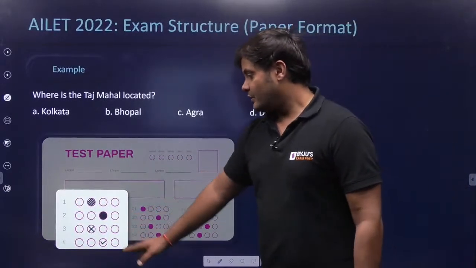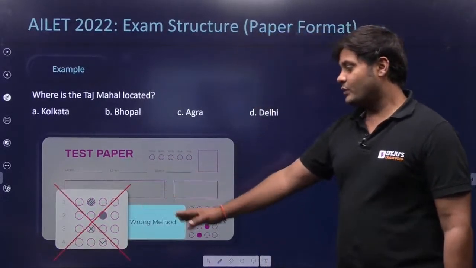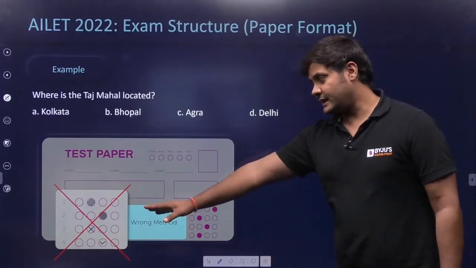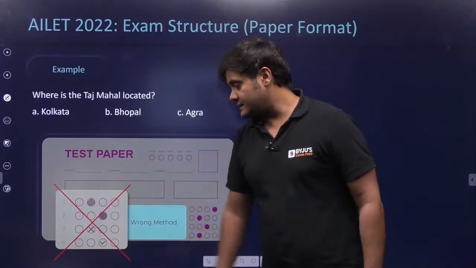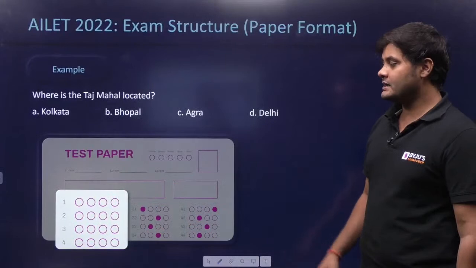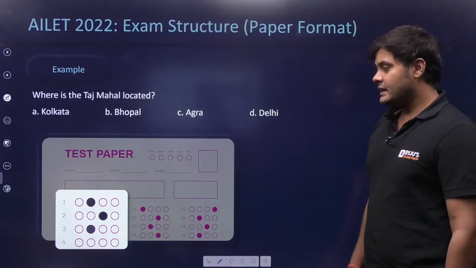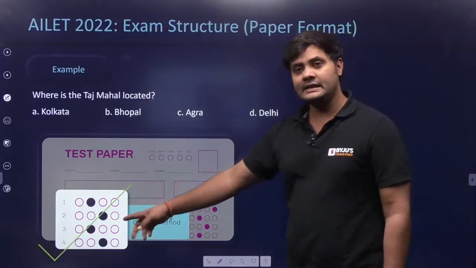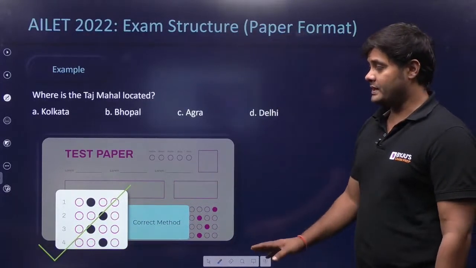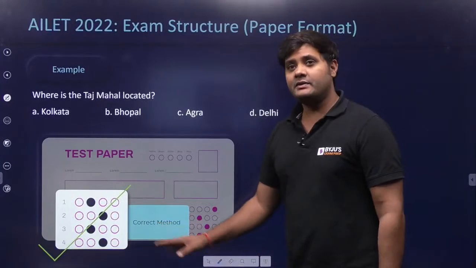Right, so here we go. You can see here what are the correct methods and what are the incorrect methods. These are the wrong methods, right? So just scaling it like this or completely doing this cross or tick mark, these are incorrect methods. What is the correct method? This is the correct method. This is how you're supposed to fill in your OMRs, right? So very clearly everyone knows this.